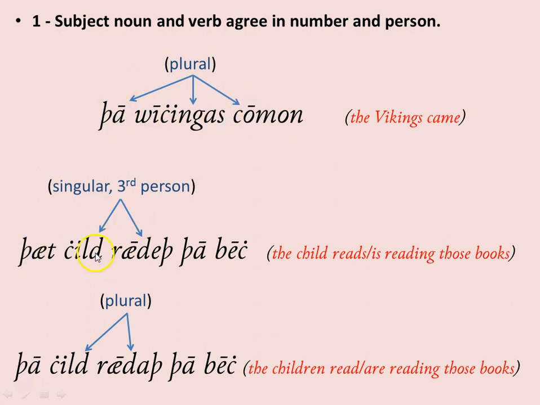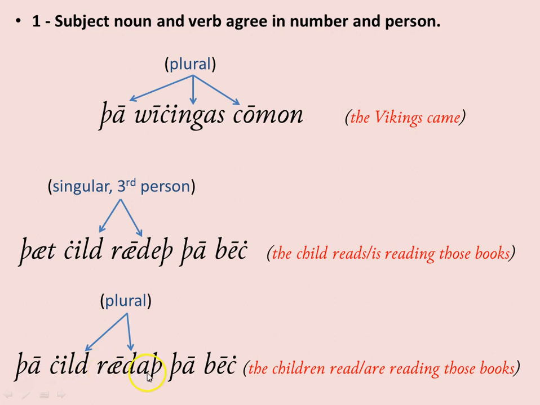Next example. Thachil radeth tha beach. The child is reading those books. So the child reads those books, or the child is reading those books. And we'll talk about this radeth and its complement radath on the next slide. But notice that child and radeth are singular third person. They agree with each other in that way. So it's the child who reads those books.